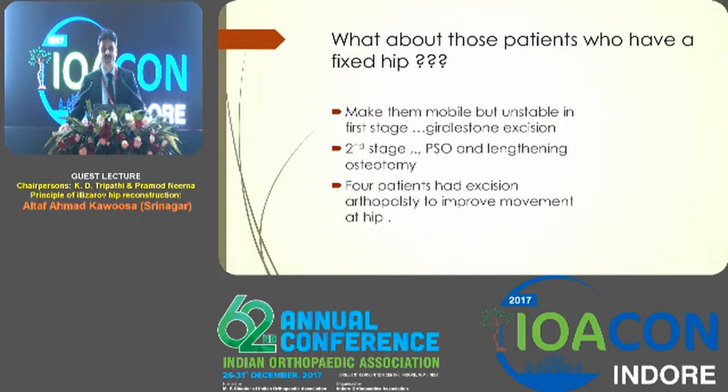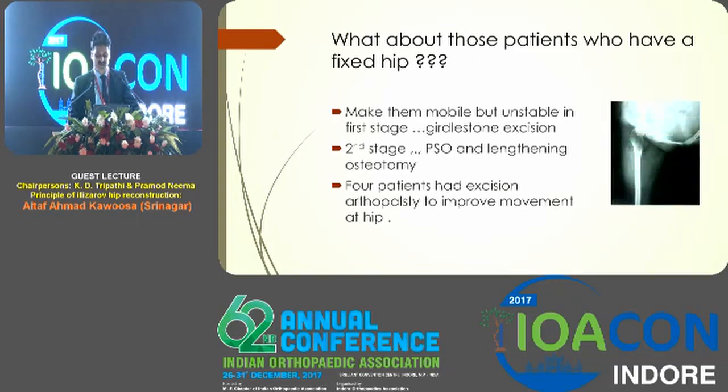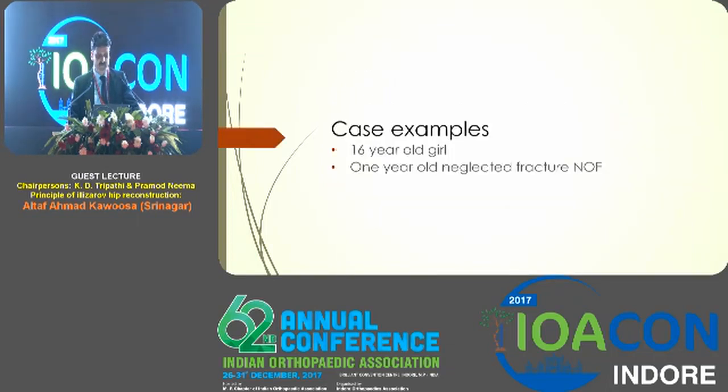Yes, what we do, we make them mobile but unstable in the first stage by Girdlestone excision, and then at the second stage, we add pelvic support osteotomy and then lengthening osteotomy. We had 4 such patients in this series, like this tuberculous fibrous ankylosis. I'm going to share some case examples.